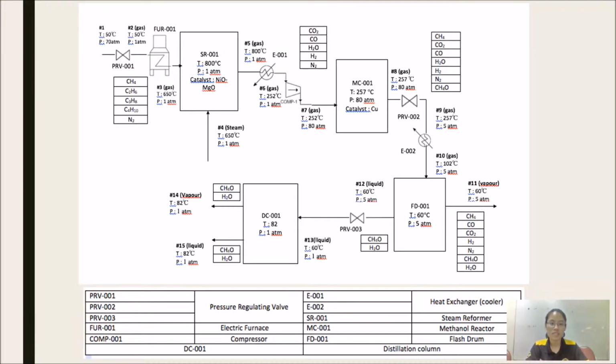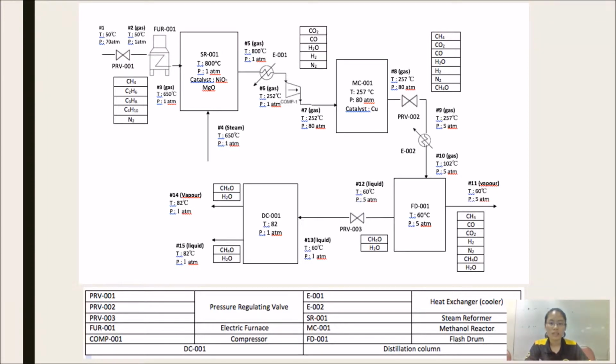After that, we also will add steam to our steam reformer for the reaction to occur, and the catalyst we use is nickel oxide and magnesium oxide, and the condition is 800 degrees Celsius and 1 atm pressure. And then the effluent gas will be cooled down by the cooler, and then we will enter a compressor. After we increase the pressure through the compressor, we will enter the methanol converter, which uses Cu as a catalyst, and the condition is 250 degrees Celsius at 80 atm pressure.